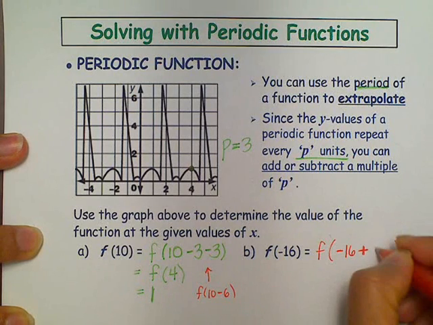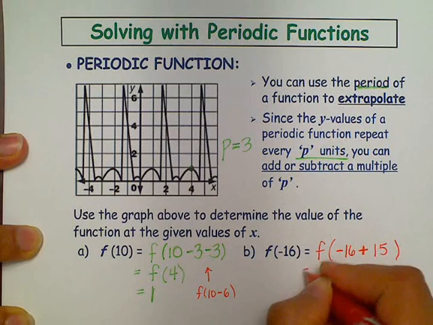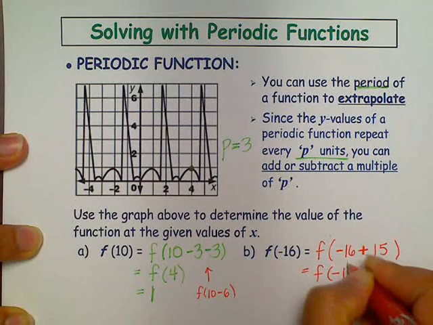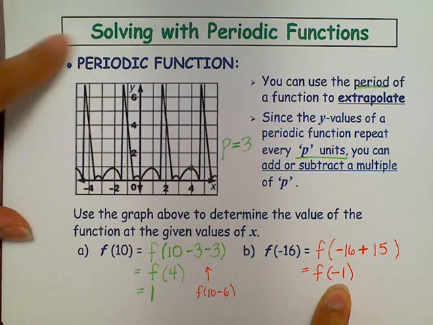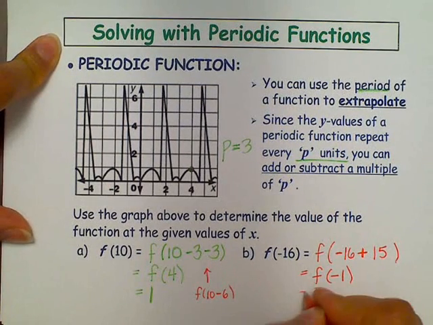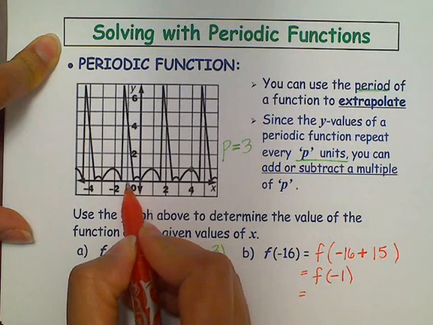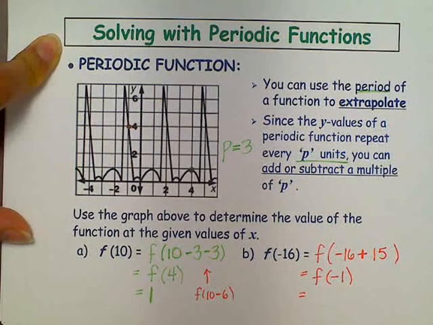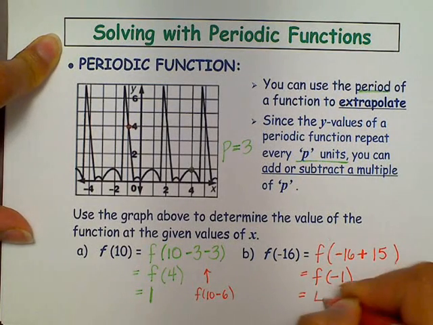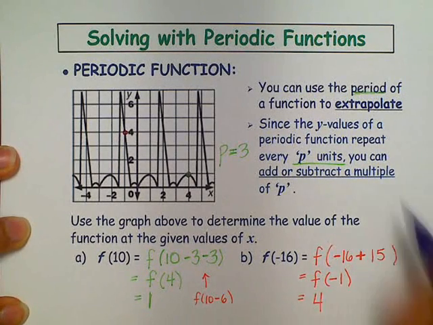So the period is 3. If I add a multiple of the period like 15, that'll give me an x value of -1. And x equal to -1 is within the range of my graph, so all I need to do now is find the value of the function when x is equal to -1. So I go to the left -1 and I plot the point, and the value of the function when x is equal to -1 is equal to 4.